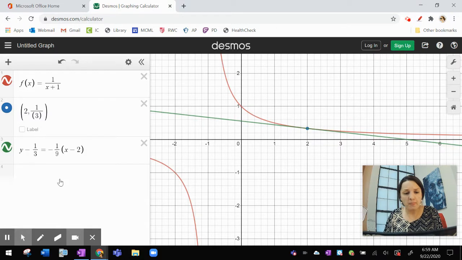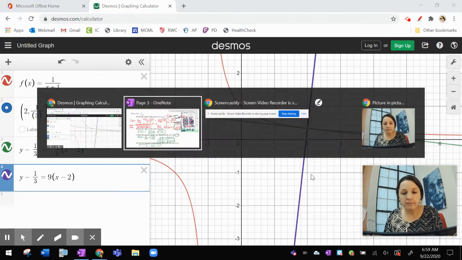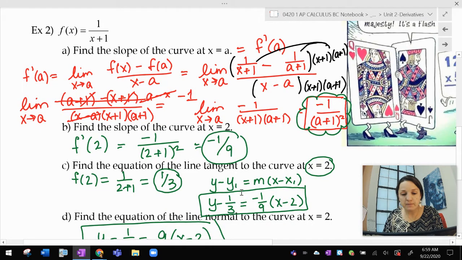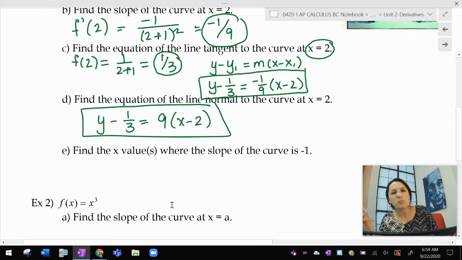Cool beans. And then I said for the normal line, it's really that same equation, but a 9 instead of a 1/9. This is pretty perpendicular too. Awesome. Success. Now, there was another question here. It said, find the x value where the slope is negative 1.